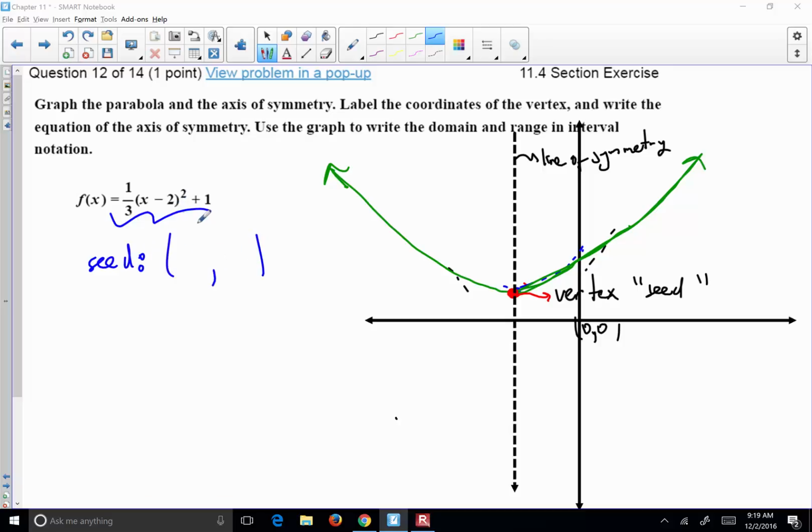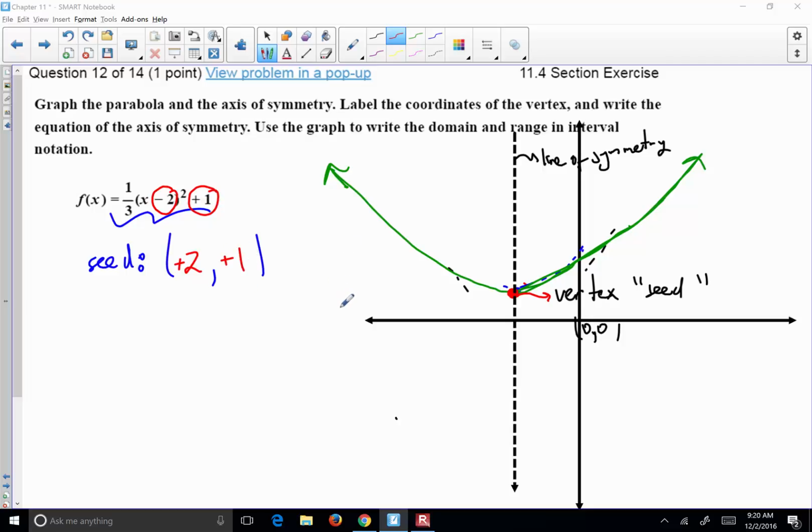Anyone? How? It has something to do with these numbers. 1, 3, 2, 1. Yep. It's the opposite of this value, but the same as the second one. It's positive 1. So take the sign. It's positive 1. So it's 2, 1.